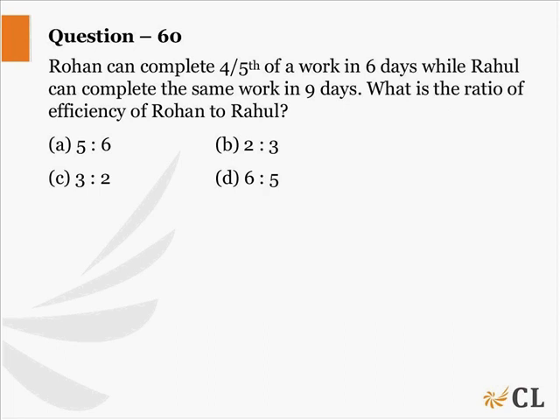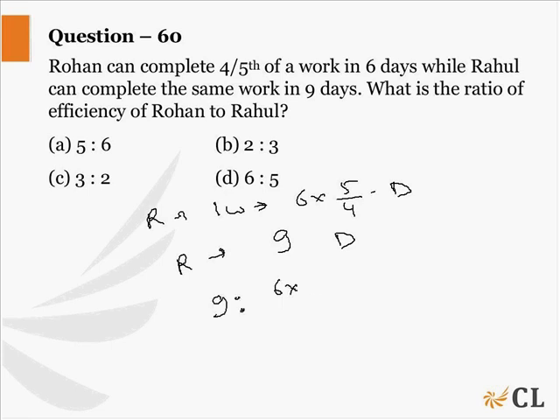This is again a good question. Rohan can complete 4/5 of the work in 6 days. So that means Rohan can do one work in 6 into 5/4 days, and Rahul can complete the same work in 9 days. Ratio of efficiency is the inverse ratio of time. So the answer is 9:6 × 5/4. Which gives you 6:5.